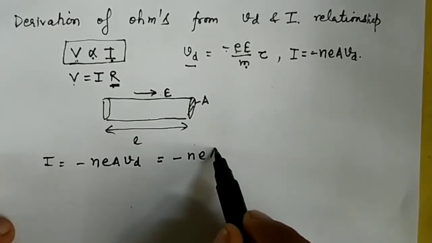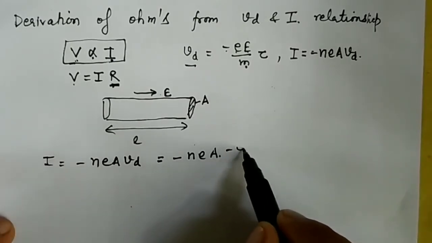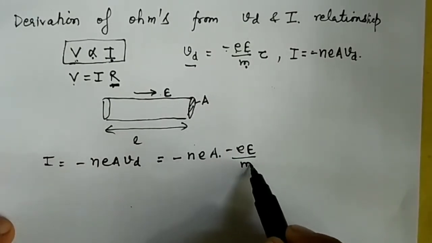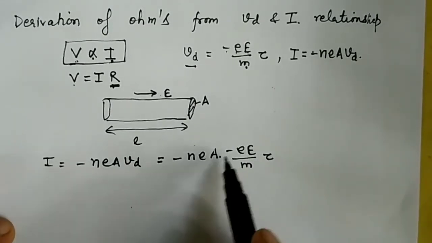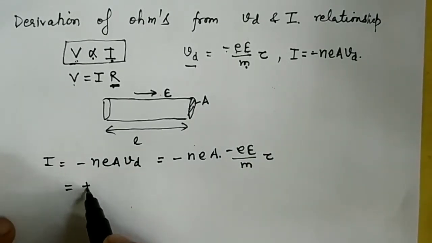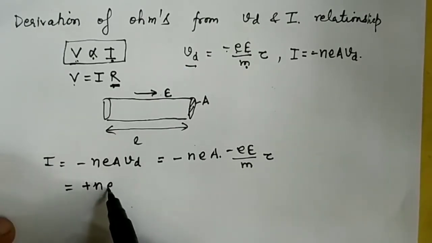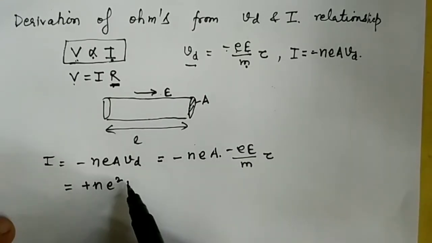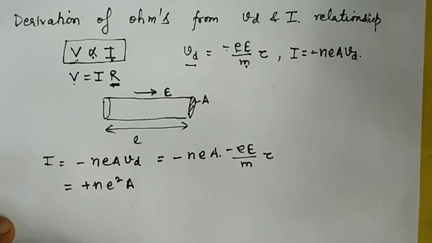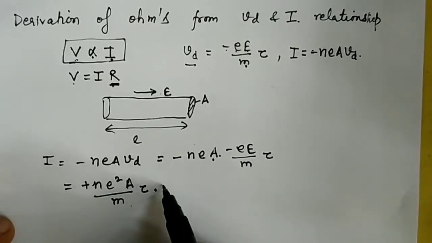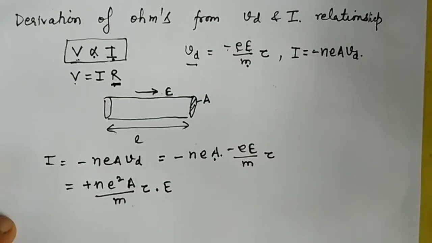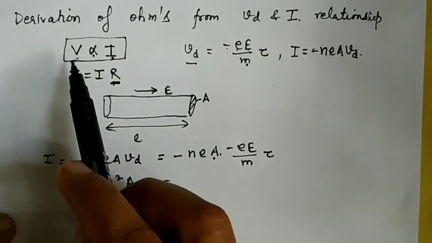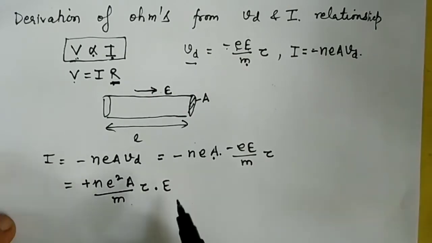Now put the value of Vd. What do we get? Minus neA times Vd, which is minus E divided by m into tau. Minus minus becomes plus, so we get n e square, I take A, I will write E as tau A divided by m. And what is left over here is E, that is the electric field. But I want the relationship in terms of electric potential. Here it is the electric field.